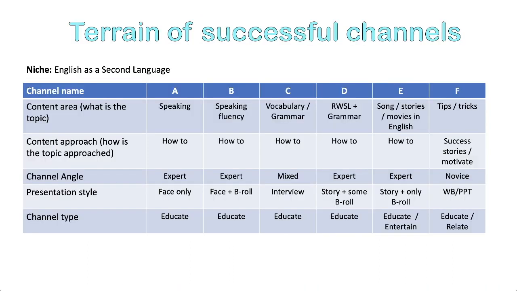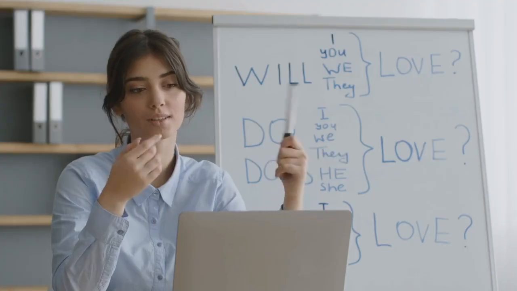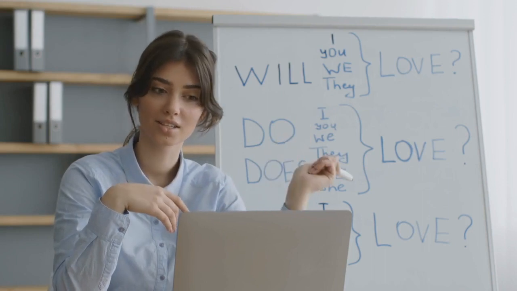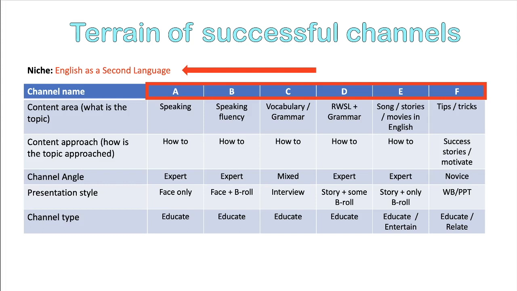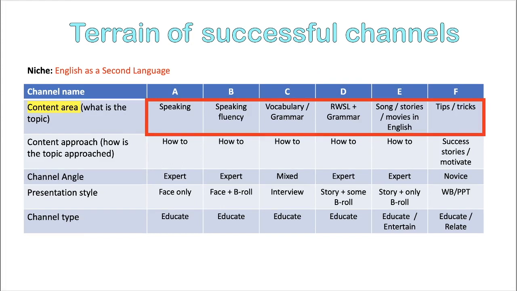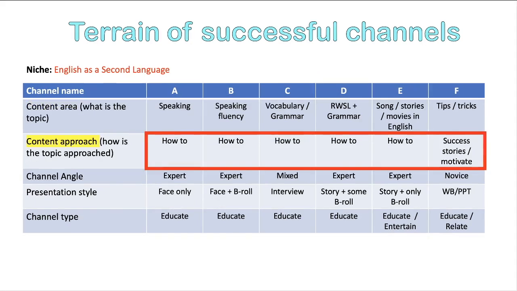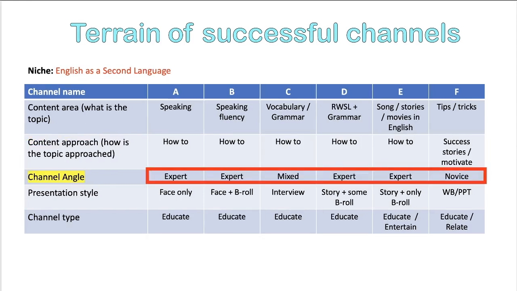So let's look at an example of some successful channels within a niche. I've chosen the English as a second language niche because it's a niche I'm very familiar with. I've chosen 6 different YouTube channels that I consider quite successful in this niche. You can see there's a wide variety in terms of the content area, but when it comes to the way they approach their content, most of them are actually making how-to videos. And when it comes to the channel angle, most of them are taking the angle of an expert.